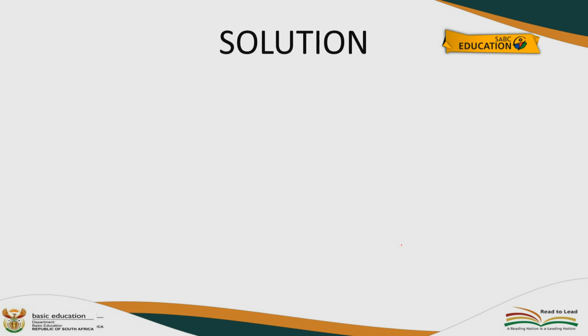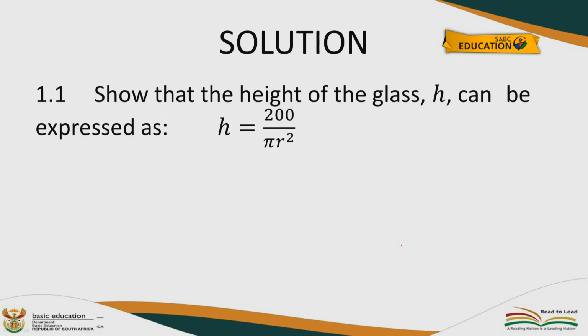All right, so let us look at the solution to this question. We have to show that the height of the glass h can be expressed as that. Now look at what we need to express h as. We are told that we should show that h is equal to 200 over pi r squared. Now this 200 is the volume of the cylinder, so somehow we must make use of the volume of a cylinder to get that expression. And that is what we are going to do.